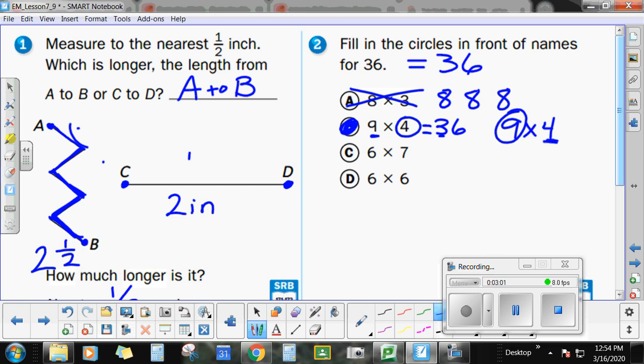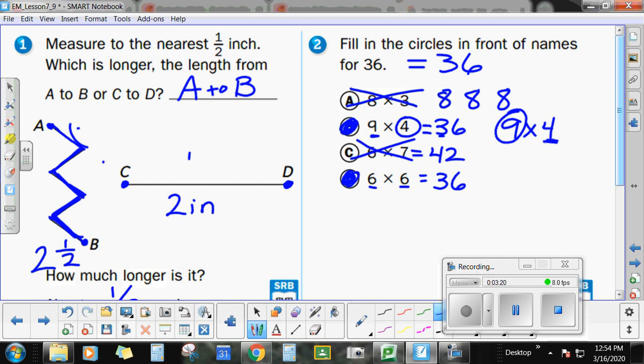All right. And let's see here. 6 and 7 stuck like glue. 6 times 7 is 42. So that one does not work. 6 dogs with 6 sticks. 6 times 6 is, you got it, 36.